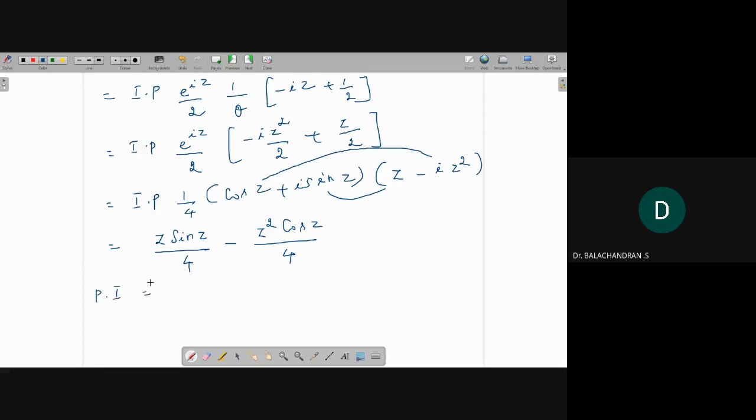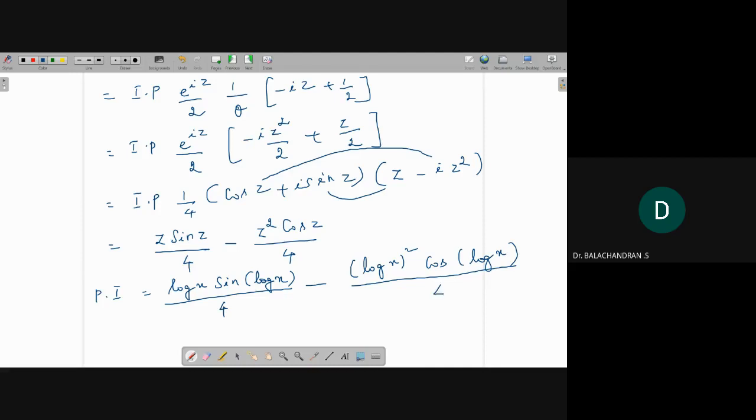So z = log x, and the PI is (log x) sin(log x)/4 − (log x)² cos(log x)/4. So this is the PI. The final answer is y = complementary function plus particular integral.